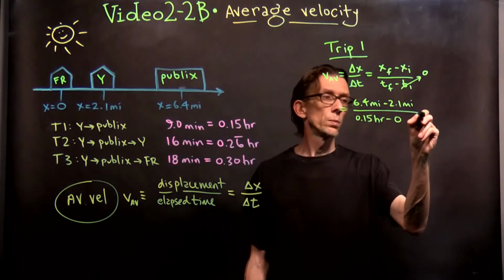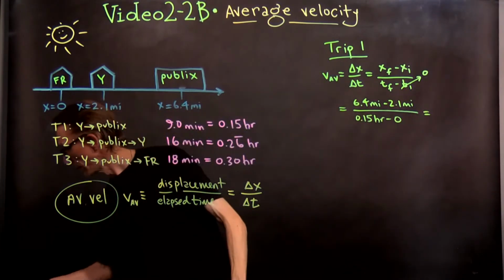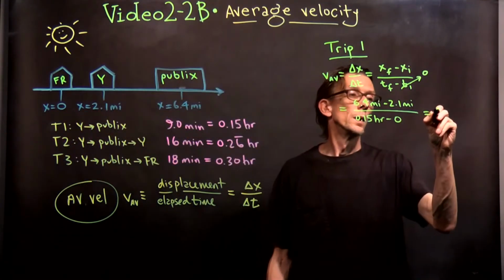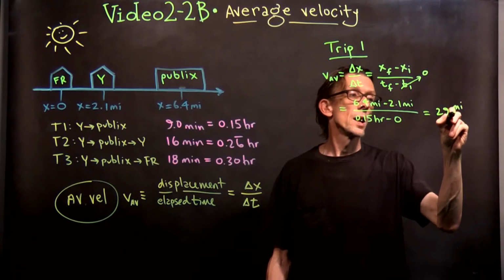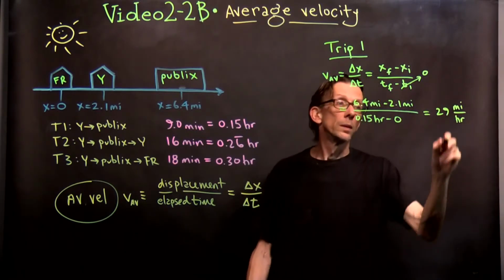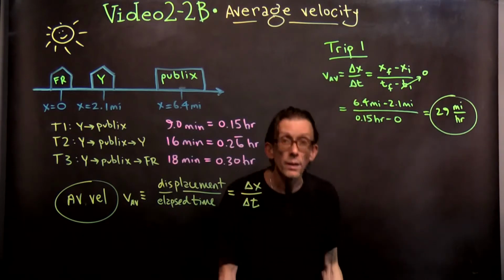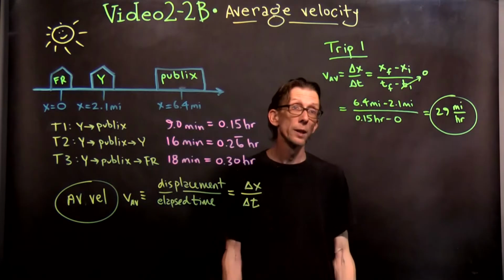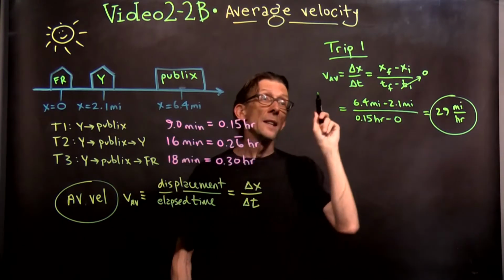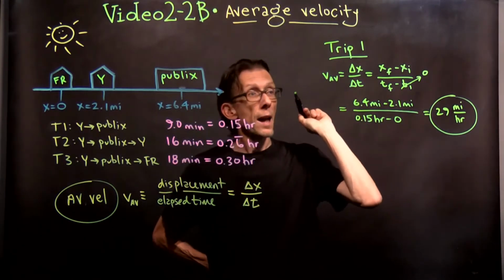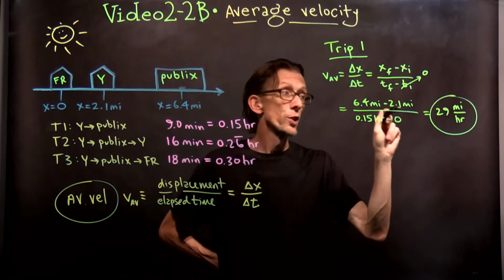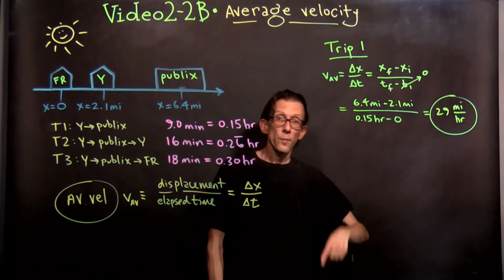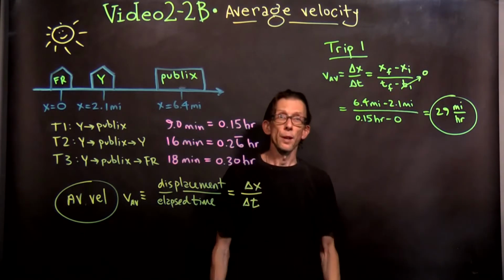So you do your maths here, and you get 29 miles per hour, which is exactly the same as the average speed for that trip. If you look back at the last video in your notes, you'll see that the average speed for trip 1 was also 29 miles per hour. So in this case, average speed and average velocity show the same thing.